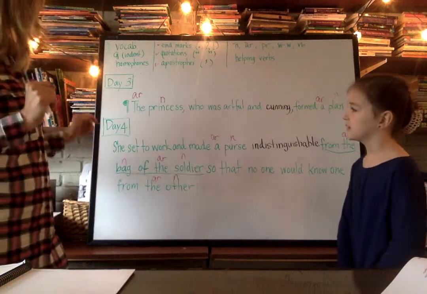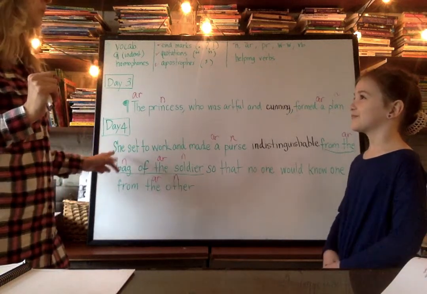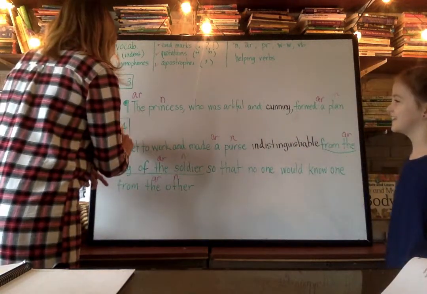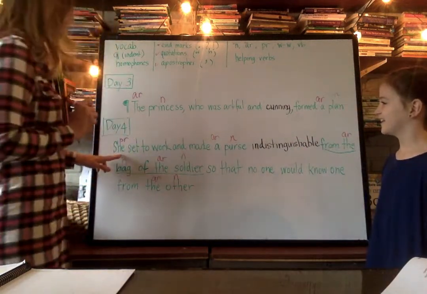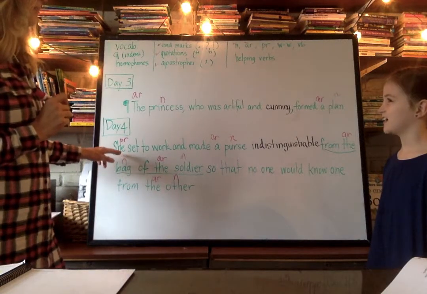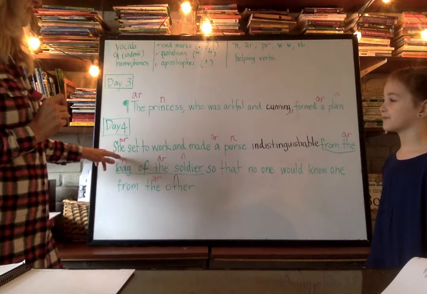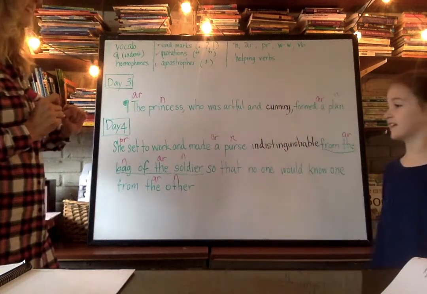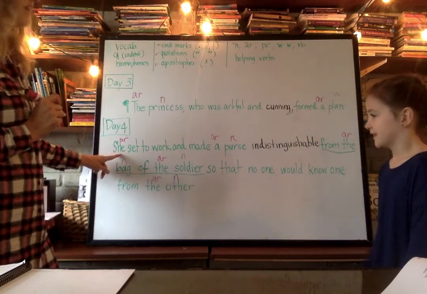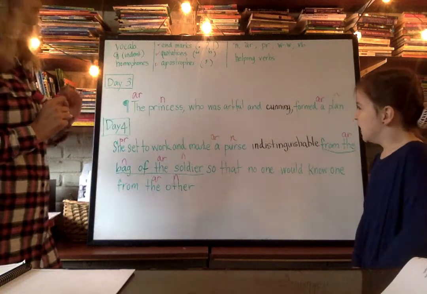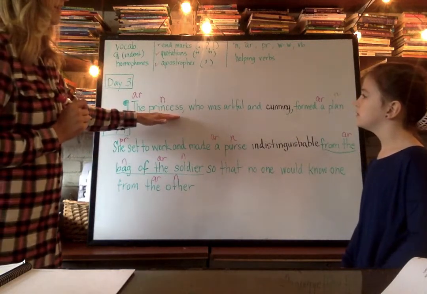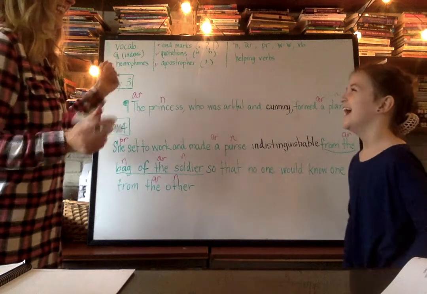All right, let's check here in day 4. She. Stop. She. Okay. She is a pronoun. So let's put a PR. Now, what person does she take the place of? The princess. Very good. So she is a pronoun that has taken the place of a noun, and it happens to be a personal pronoun taking the place of a person. Very good.